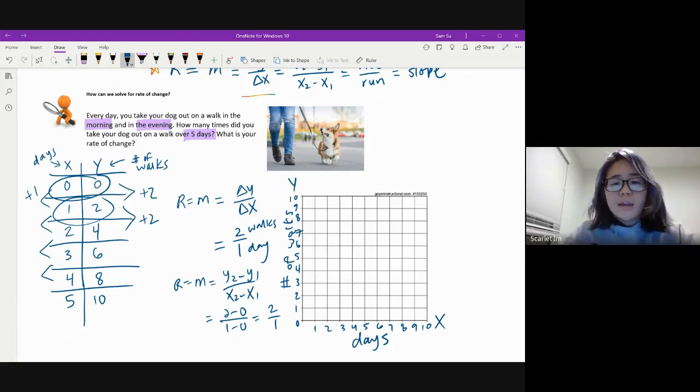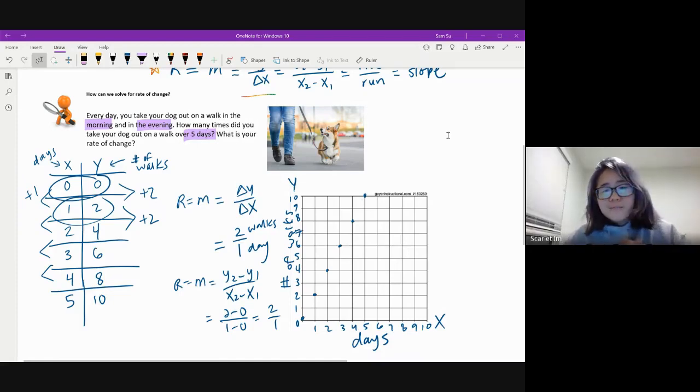Once again, at the beginning, it's 0, 0. On day one I take my dog out twice. On the second day, I took him out 4 times in total: 3, 6, 4, 8, 5, 10. And you notice that it actually forms a line. So this is an example of a linear function. This is another way you can represent this word problem.